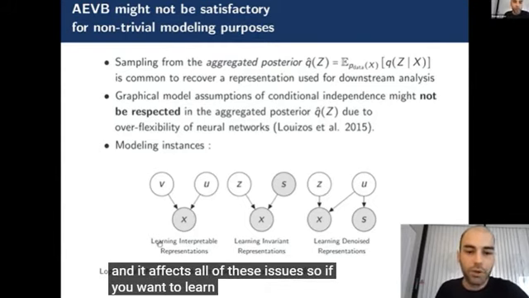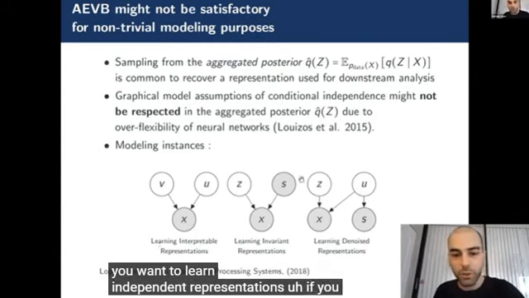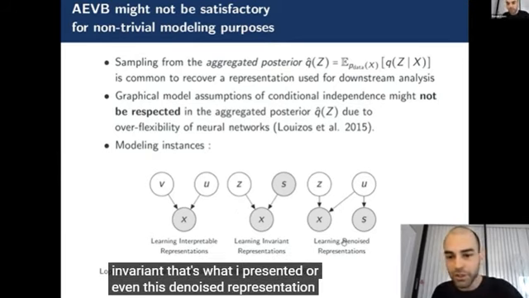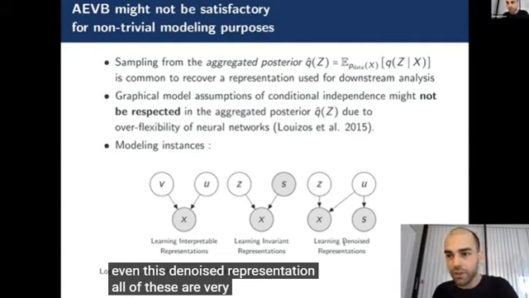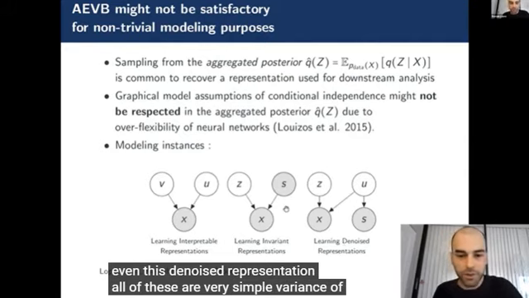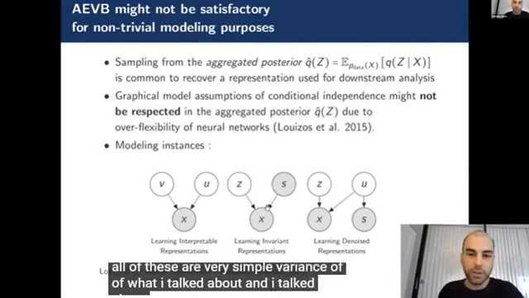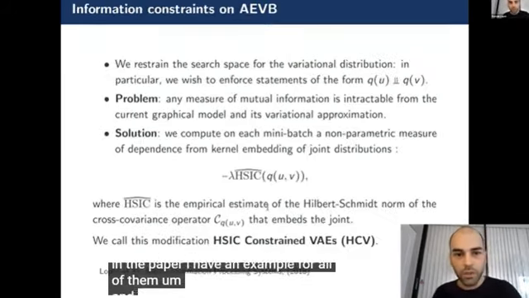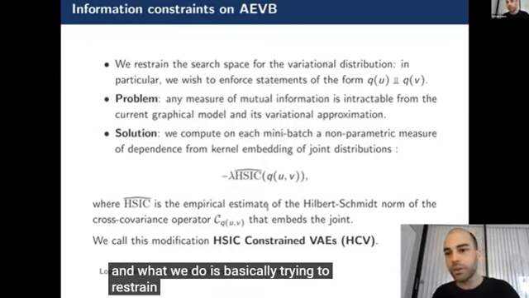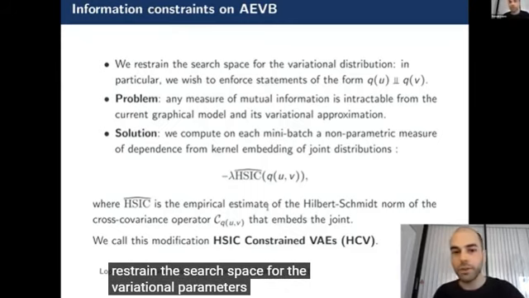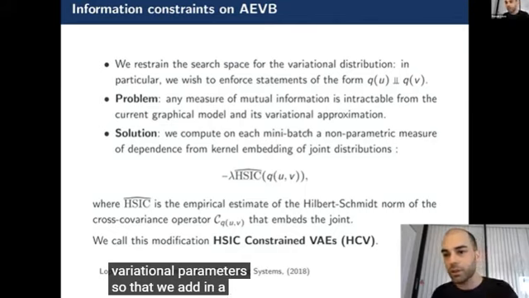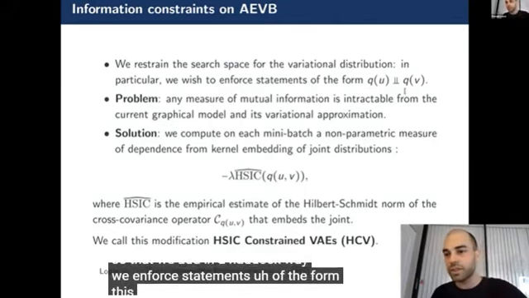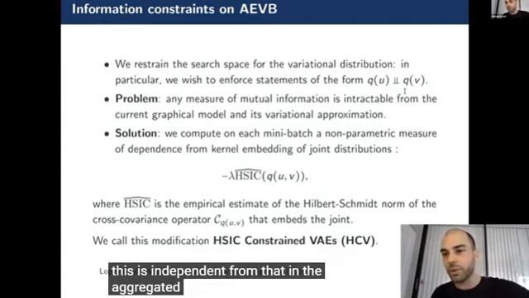So if you want to learn independent representations, or invariant ones, that's what I presented, or even this denoised representation, all of these are very simple variants of what I talked about, and I talk about it in the paper. I have an example for all of them. And what we do is basically trying to restrain the search space for the variational parameters so that, in an ad hoc way, we enforce statements of the form: this is independent from that in the aggregated posterior.